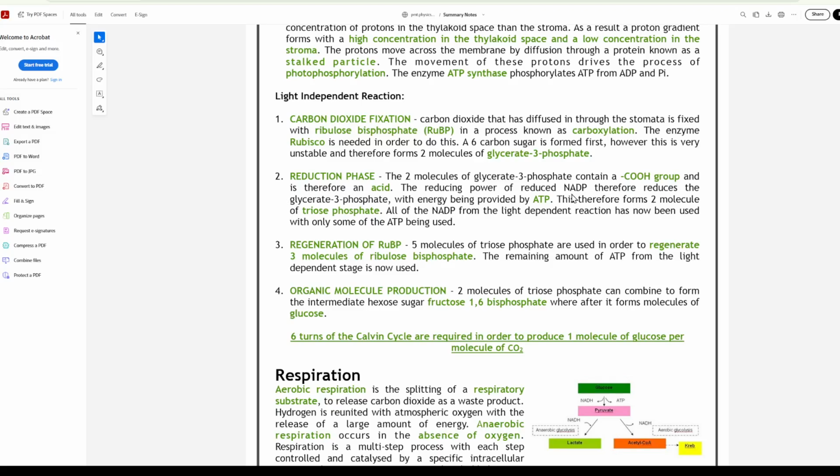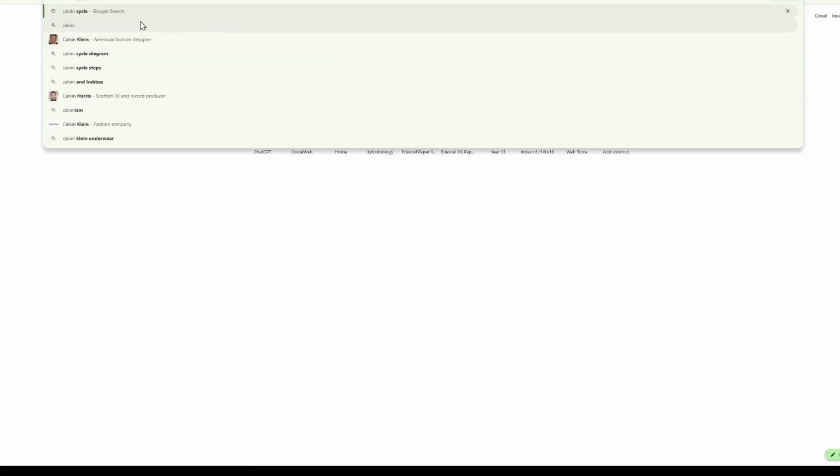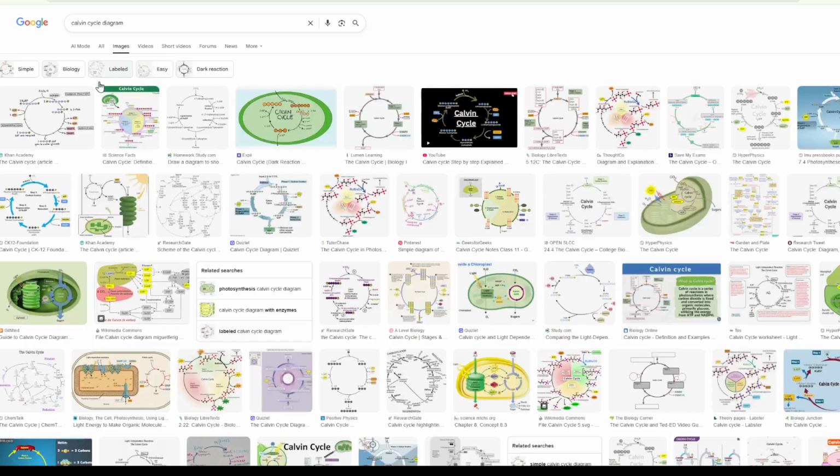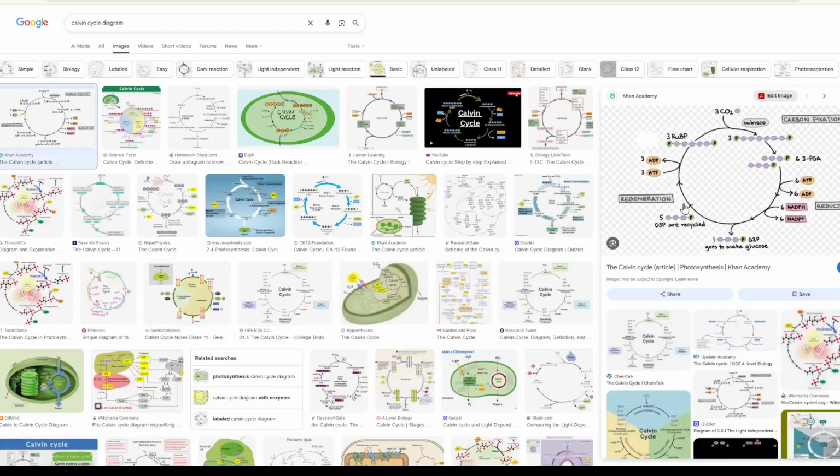Regeneration of RuBP. 5 molecules of triose phosphate are used in order to regenerate 3 molecules of ribulose bisphosphate. Along with the CO2, or what? Wait a minute. 5? How does that make this? Oh, RuBP is a 5-carbon compound.